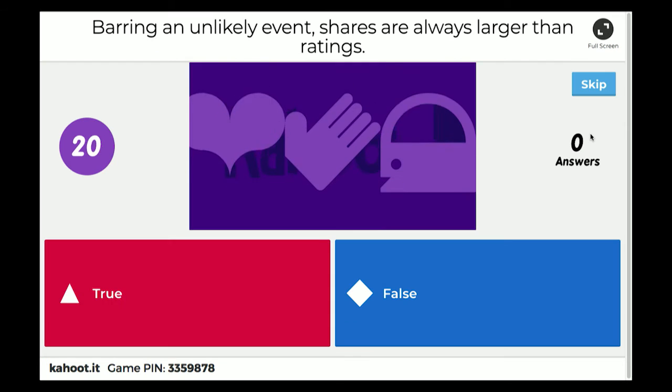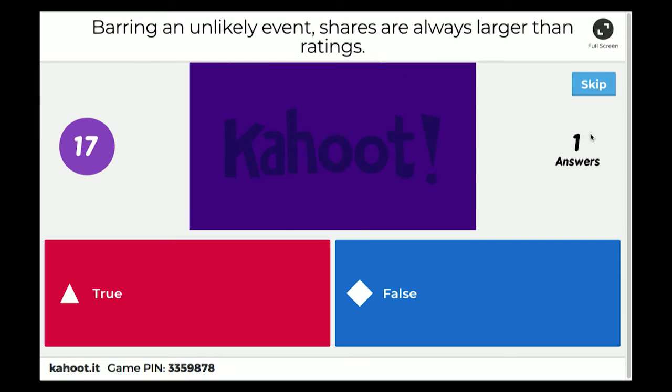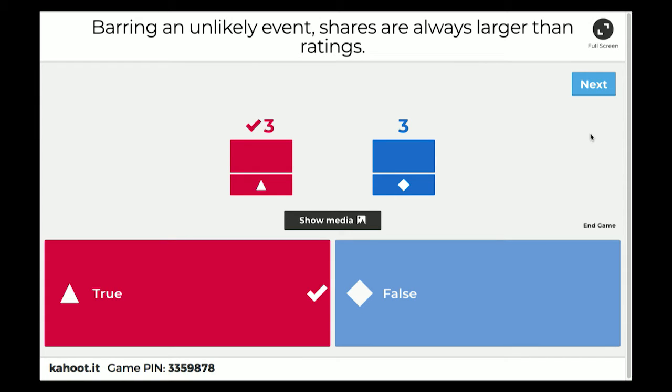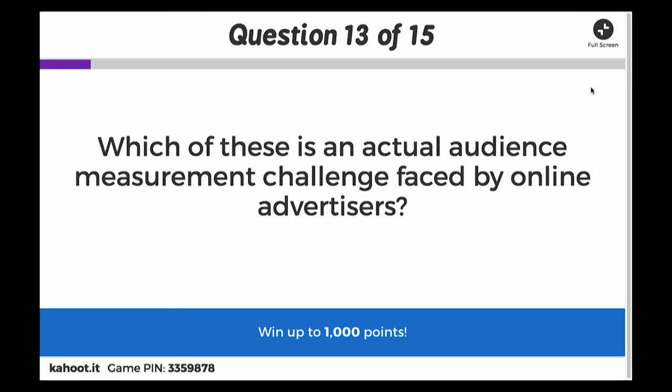Barring an unlikely event, shares are always larger than ratings. Whoa, equally divided. That's not good. So remember, a rating compares the number of impressions to the entire universe, versus a share, where you're comparing the number of impressions to just the number of people who were actually watching. The number of people actually watching is always going to be less than the universe itself. So in calculating the share, you're always going to have a better looking percentage. You're going to get more points. So that one is true.